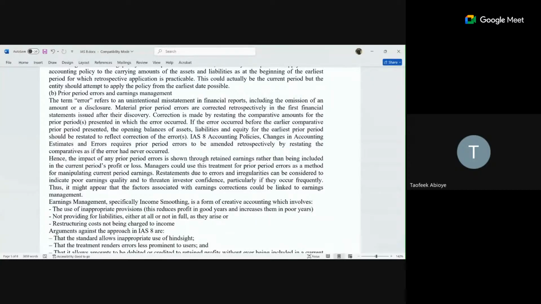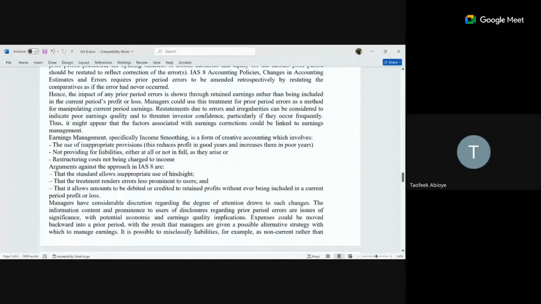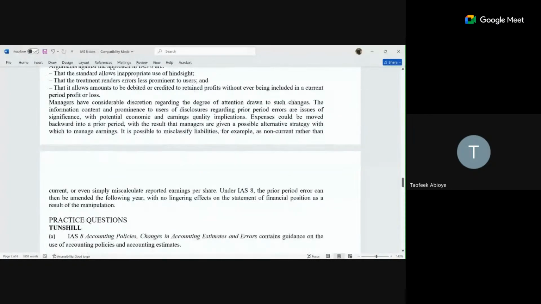It may appear that the factor associated with any correction could be linked to the any management. So they're not trying to tell us the meaning of the any management. This answer looks too bulky, but we can actually summarize it by making some little adjustment. But this answer speaks directly to what we are being asked.